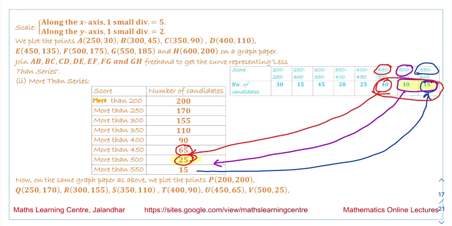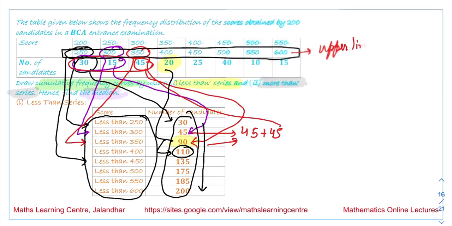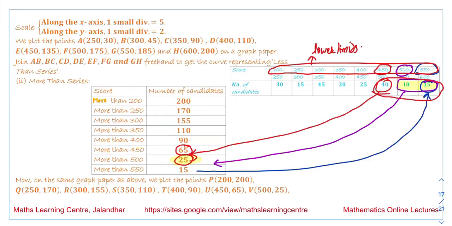So what we are basically doing is adding all these three values. When we are writing the more than type values, the values we are using from this table are more than 200, more than 250, more than 300. That is, these lower limits. We are using these lower limits. In this case, we are using these upper limits. So we have obtained this table.